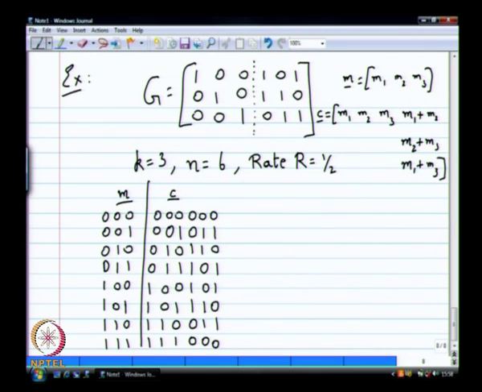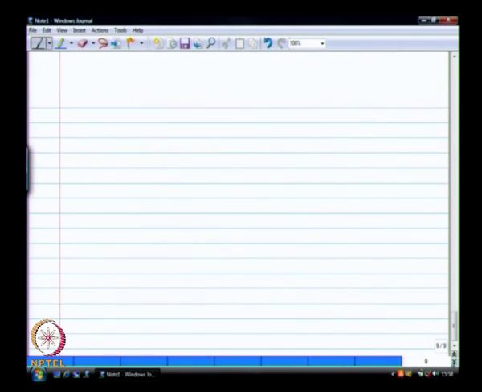Okay, so we'll come back maybe and see more properties of this later on. For now this example is okay. Any questions on this example? How we got it, etc.